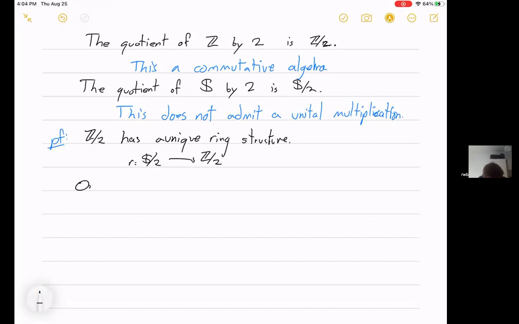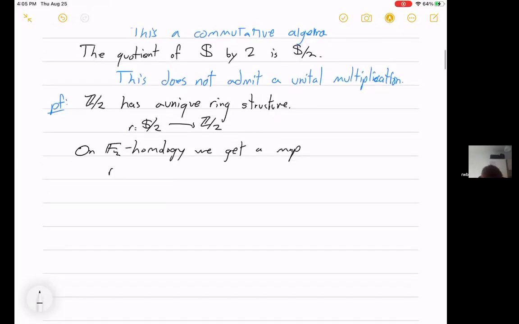So what we can do is look at F2 homology, and we would get a map of unital rings. I'm not assuming associative here. So on F2 homology, we would get a map that goes from F2 adjoin epsilon, where epsilon is in degree 1 and exterior, to the dual Steenrod algebra, which is a polynomial algebra on zeta 1, then zeta 2, and so on.